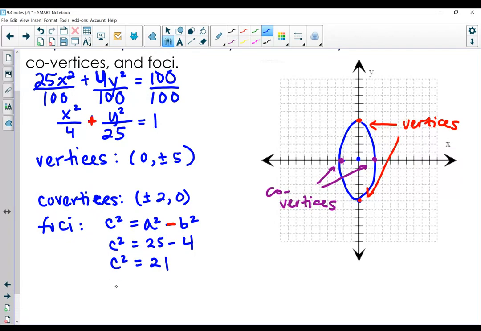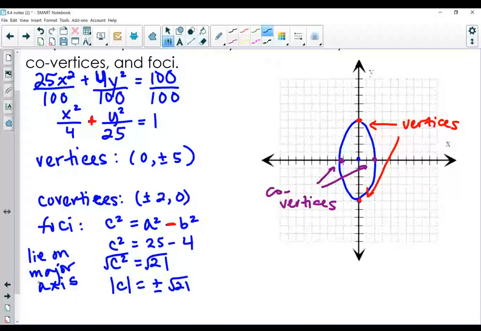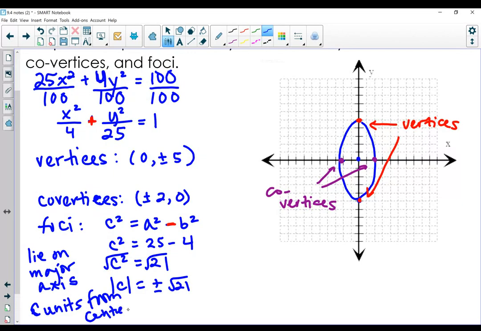And so when I take the square root, I will get the absolute value of c equals plus or minus square root of 21. So I know that my foci lie on the major axis, and that they are c units from the center. So square root of 21 would be somewhere between 4 and 5.